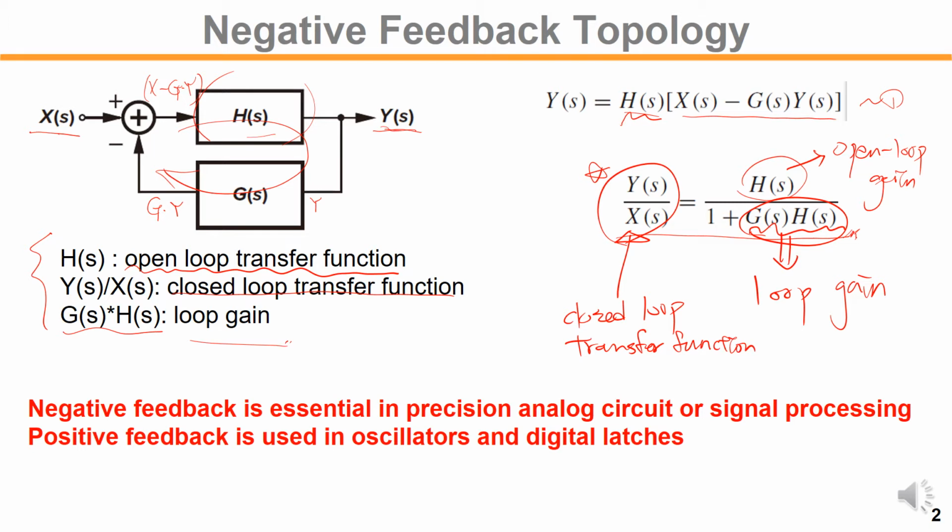This kind of negative feedback is very essential in precision analog circuits or digital signal processing. We took the subtraction there at the input. If you make it positive, then it becomes positive feedback. In positive feedback, as we will see later, the output will not be stable. So it is mostly used in oscillators or digital latches.